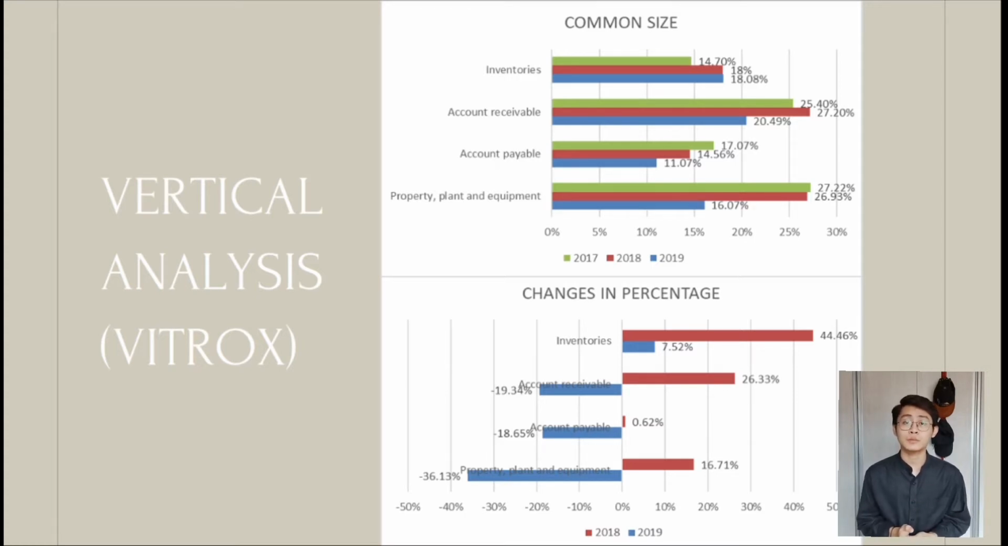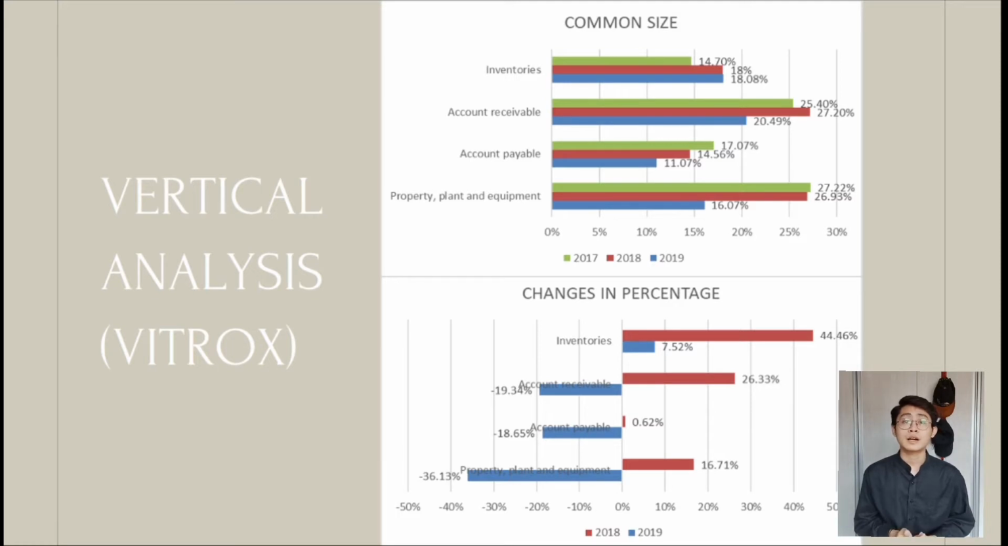Next is account payable. As you can see on the chart, for the 3 consecutive years, it shows that the percentage of common size for each year went down from year 2017 to 2018 from 17.07% to 14.56%. And same goes to year 2019 with 11.7%. The effect on the company is they can plan their purchasing plan, as the changes in percentage shows that in 2018 with 0.62% and dropped drastically by 18.65% in 2019.